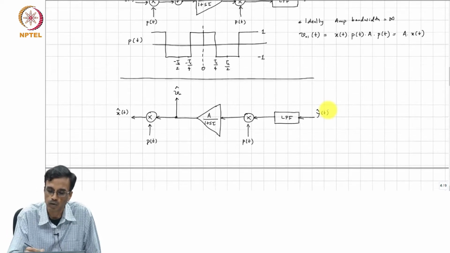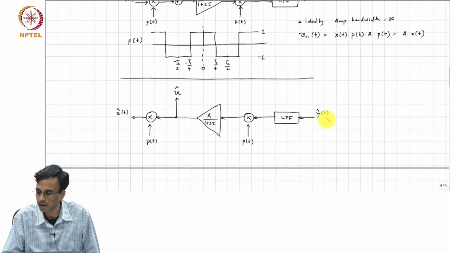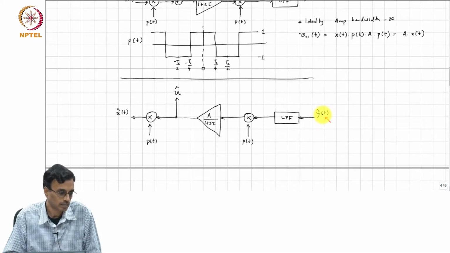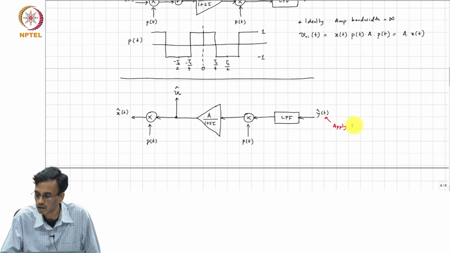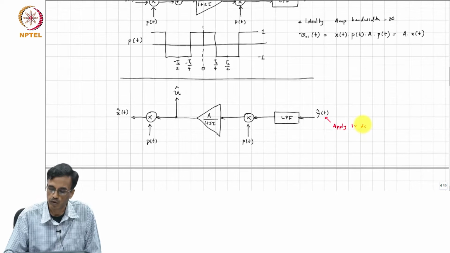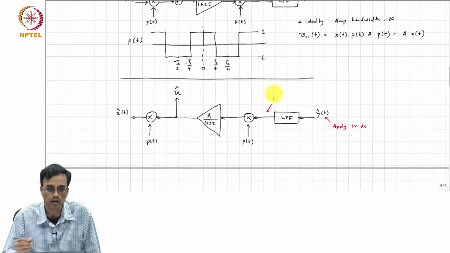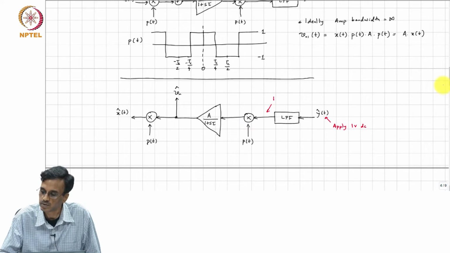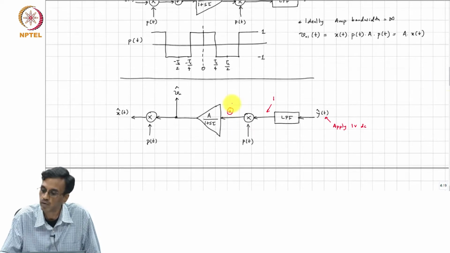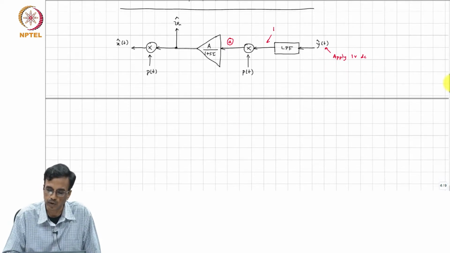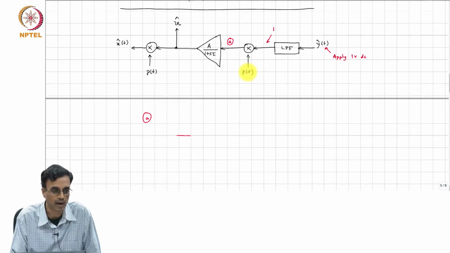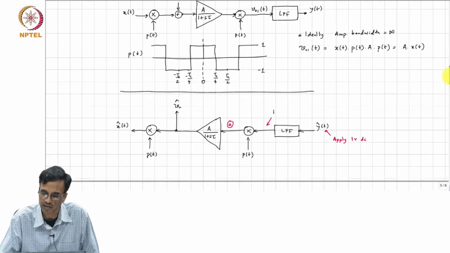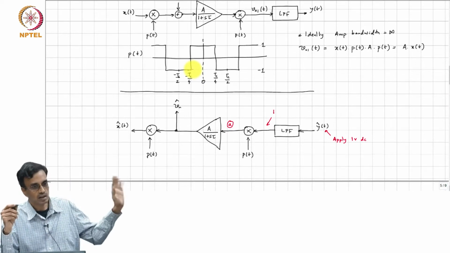So, again what do we need to do? We apply DC here. What do you get here? 1 volt. Now, that gets multiplied, let us call this point A. What signal will you get? You will get P of t, and by the way this should have been P of minus t, but since P of t is an even function, it is the same thing.